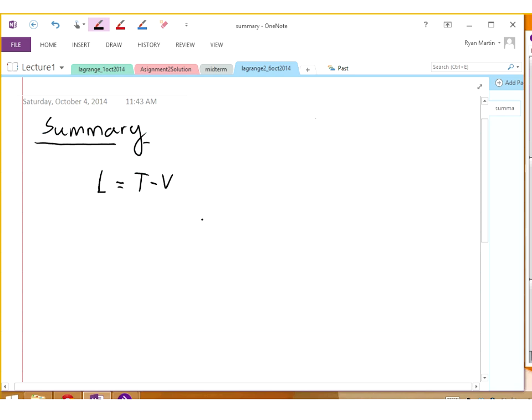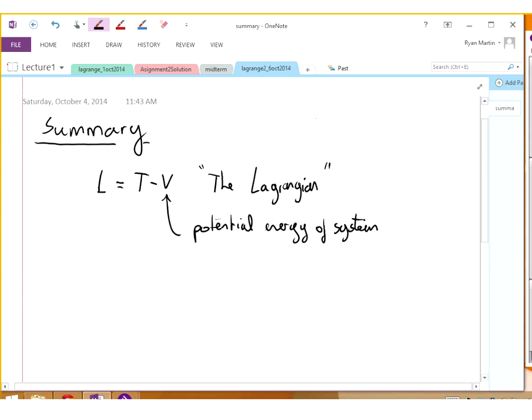V is the sum of the potential energies, so it's the total potential energy of the system. Well, we looked at this last week. We only looked at one particle subject to a number of forces, and V was the sum of the potential energy from all those forces. And we'll see today that that's equivalent to having a system of many particles, and V is the total potential energy from all the forces on all the particles.